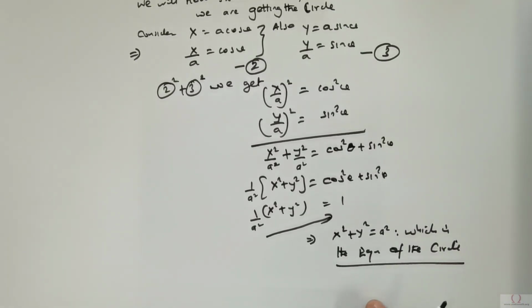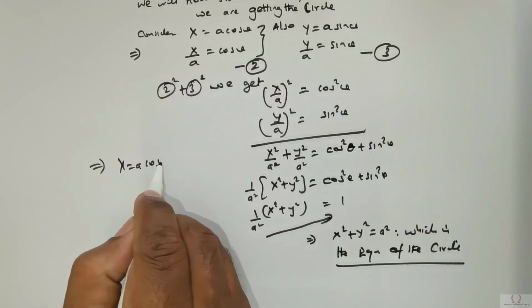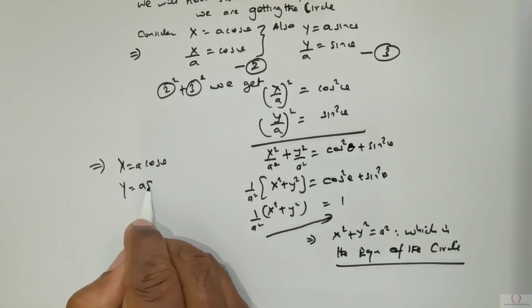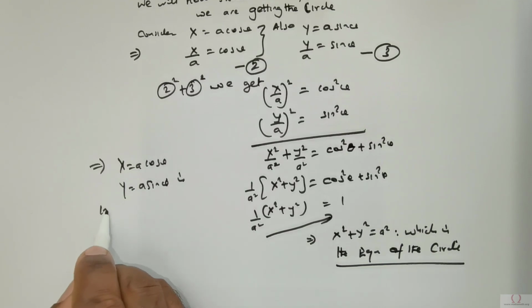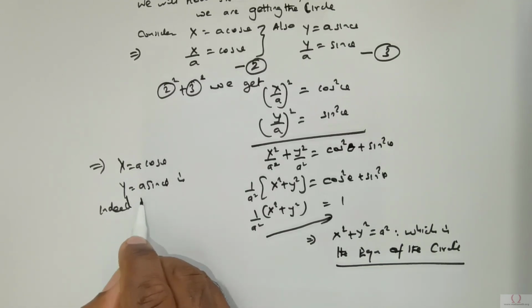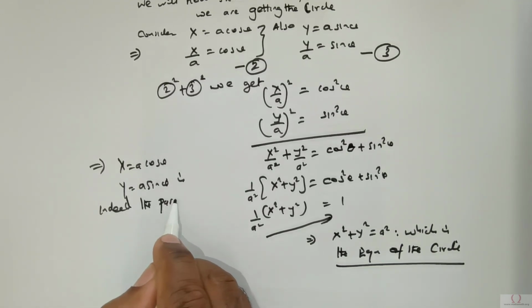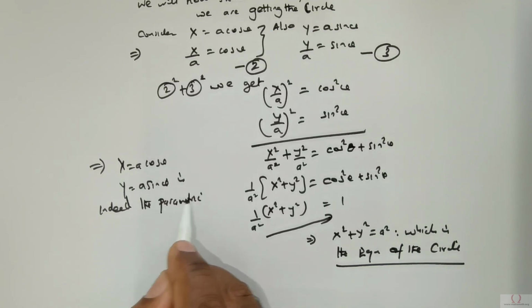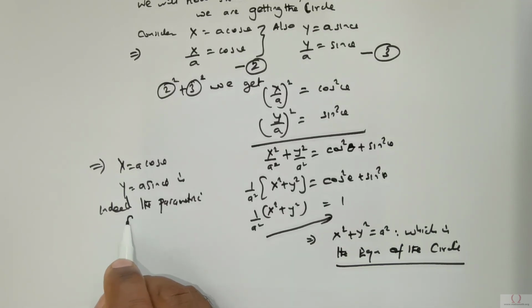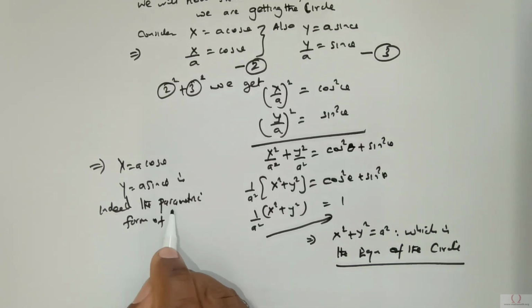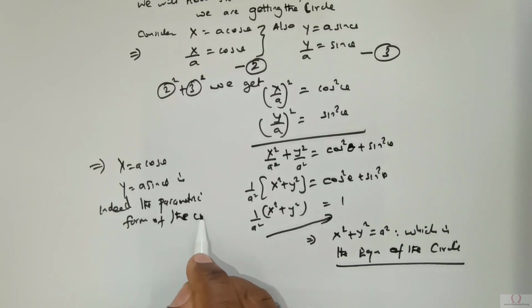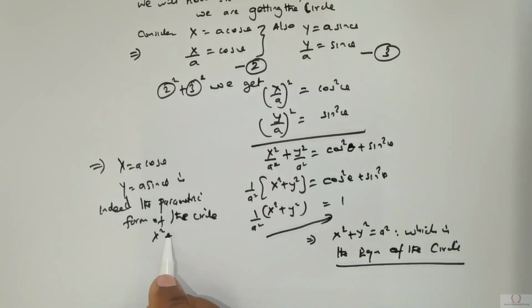So truly x is equal to a cos theta and y is equal to a sin theta is indeed the parametric equation or parametric form of the circle x squared plus y squared is equal to a squared. That completes the solution for this question.